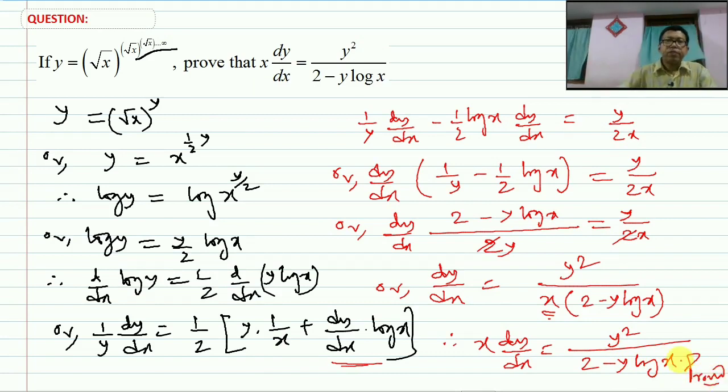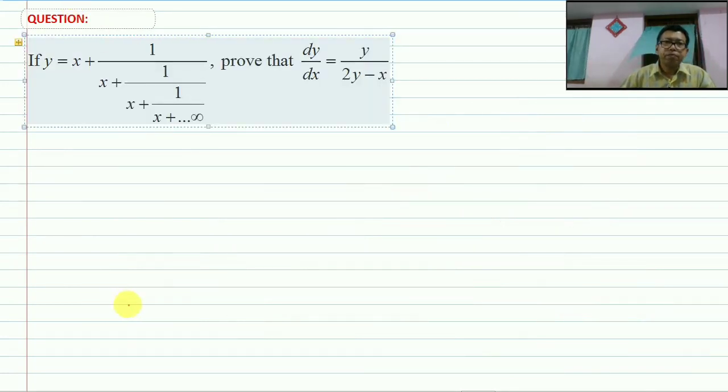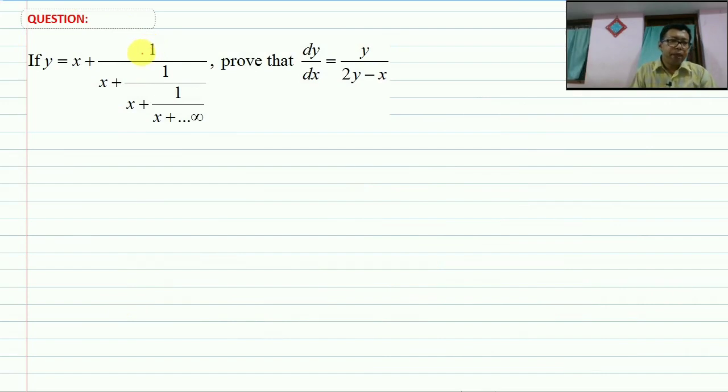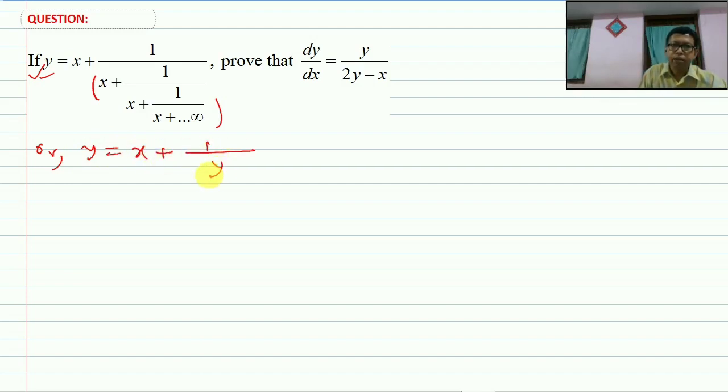Excuse me. The next question is: if y is equal to x plus 1 upon x plus 1 upon x plus, and so on to infinity, show that dy/dx is equal to y upon 2y minus x. Obviously you should understand where the part starts again, meaning after this part it is the same as the given function, so you can write y is equal to x plus 1 upon y, or make an LCM here: y is equal to (xy plus 1) divided by y.